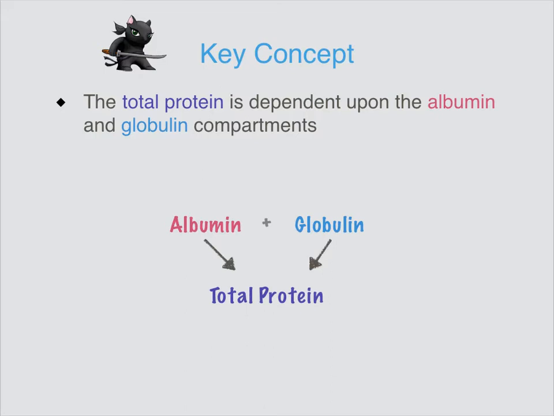It's important because we can see some changes in albumin and we can see some changes in globulins. And sometimes, for example, the globulins may increase in inflammation and the albumin might decrease in inflammation, and your total protein will be perfectly normal because they're kind of canceling each other out. So you do need to look at all three parts of this compartment when you're going through your diagnostics.